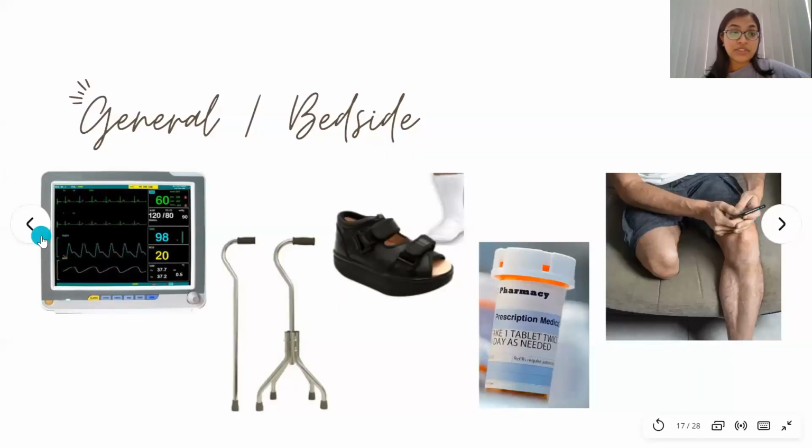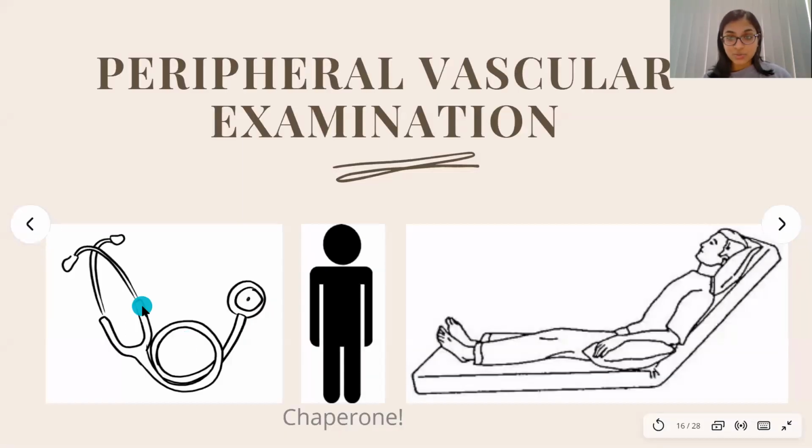So again, peripheral vascular examination: have your stethoscope ready, make sure the patient is on the bed at a 45-degree angle, and ask for a chaperone. Because for this examination, you'll ask them to uncover the entire arm, the entire leg, and also uncover the chest and abdomen. So they're basically just in their underwear.